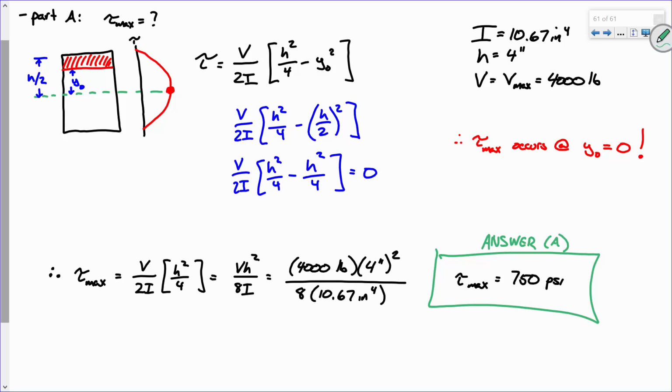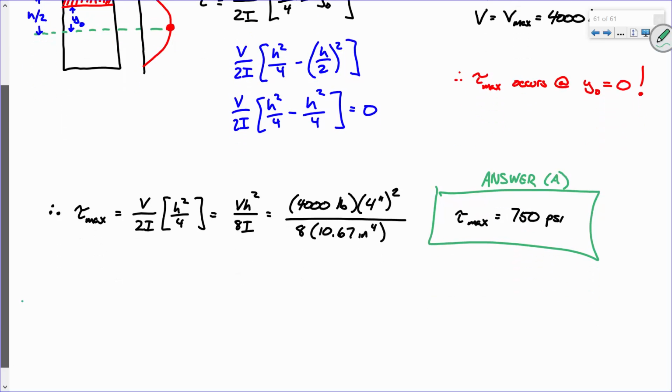All right. Now, let's look at part B. I want you to read part B for me. Let's read that out. What does it say? The stress at the section. So let's start off with that. What was the shear at that section? Remember that section 1-1? There we go. Part B. V was 2,000 pounds.